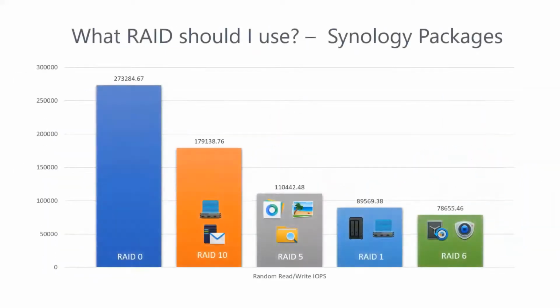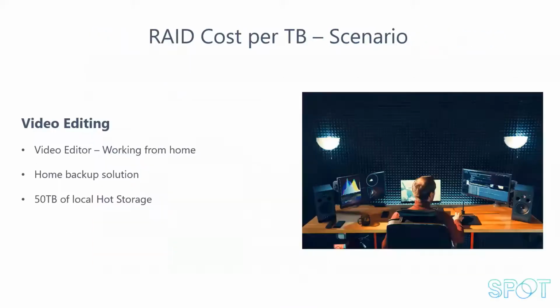So what RAID should you be using in regards to Synology packages? Here we have a graph detailing the random read-write IOPS for each of the applicable RAIDs we've just been over. If you're looking to set up an email server, using something like RAID 10 would be beneficial to you. If you're looking to set up, say, Synology Drive or a generic file server, then using RAID 5 would be very beneficial to you. As I mentioned previously, if you're looking to use one of our 2-bay systems, then RAID 1 is very applicable to you. And if you're looking to set up Surveillance Station on your Synology NAS, then you should be looking towards RAID 6.